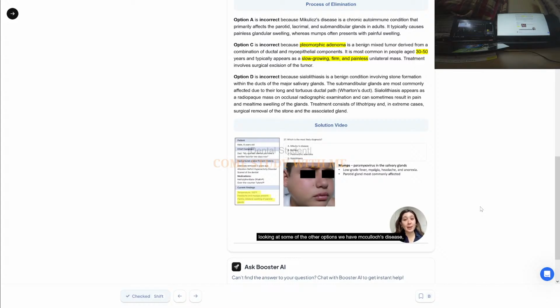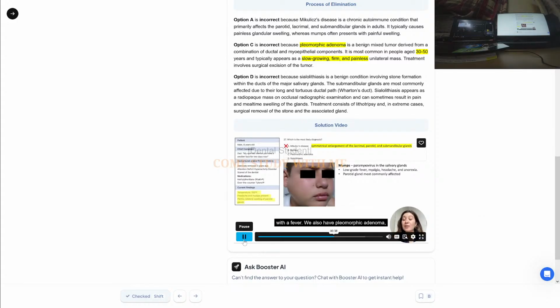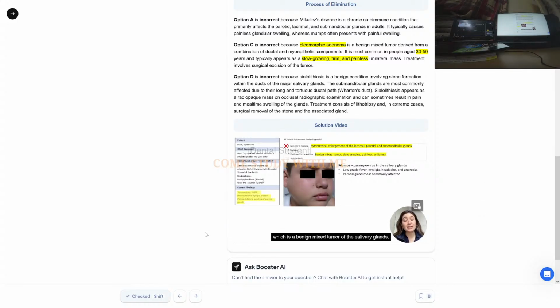So looking at some of the other options, we have McCulloch's disease, which is a symmetrical enlargement of the lacrimal, parotid, and submandibular glands, which is not consistent with a fever. We also have pleomorphic adenoma, which is a benign mixed tumor of the salivary glands. It is slow-growing, painless, and unilateral, and since this patient has pain, this is not likely the correct answer. We also have sialolithiasis, which is stone formation within the ducts of a major salivary gland. This also wouldn't present similar to the patient box. We can eliminate this answer. So our correct answer is mumps, which means option B is correct in this case.